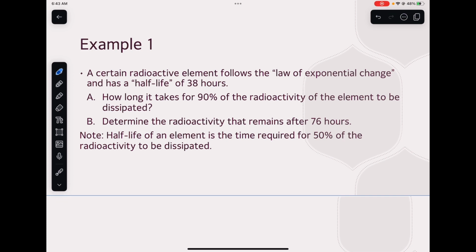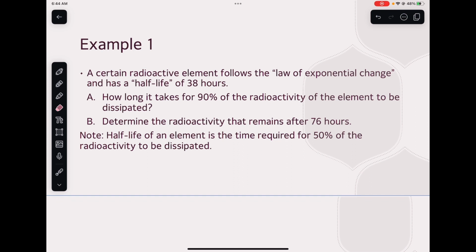So we have a radioactive element, and it says that it follows the law of exponential change. So we use the formula that we derived before. But if the relation of the variables is given in the statements, then we follow what was provided in the problem and develop our own differential equation. In this case, it was already mentioned that it follows the law of exponential change, so there's no need to develop our own differential equation.